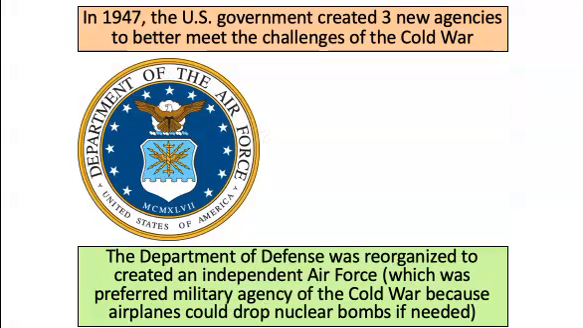Then, in 1947, the U.S. government is going to also create 3 new governmental agencies to better deal and manage the challenges of the Cold War. The first of them is the Department of Defense. Now, this was a reorganization of the military branches. It used to be that each branch of the military was separately represented in the cabinet.